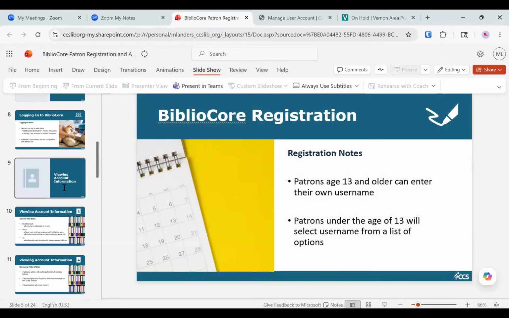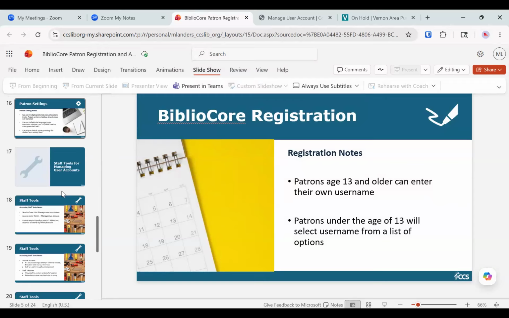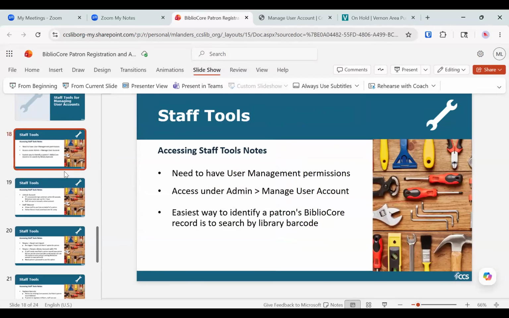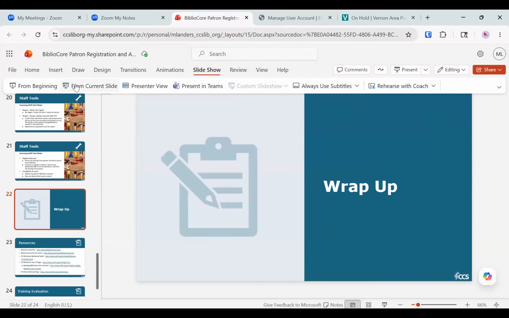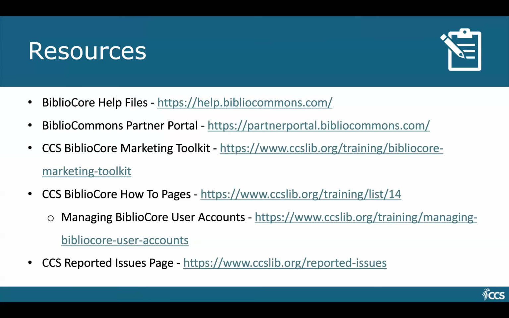Okay, so we're going to go back into my slides. Here I've got some quick hit notes on those staff tools. And now let me show you where you can find some information. All of those staff tools we just looked at are available on a how-to page on our website called Managing BiblioCore User Accounts. There is the direct link to the page. We have a handful of how-to pages all around BiblioCore on our website, so you can find those under how-to and then software BiblioCore. There's a direct link to that full list.